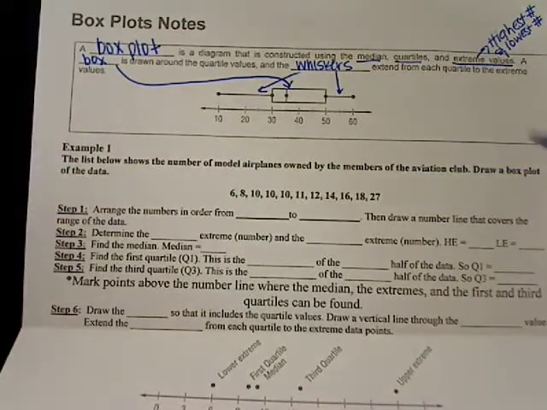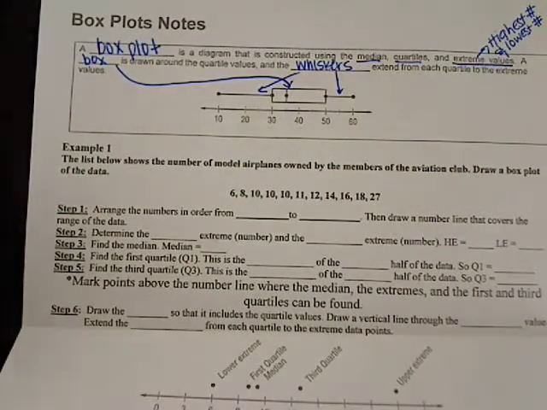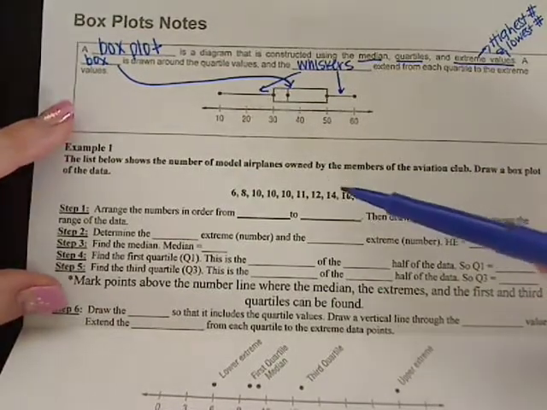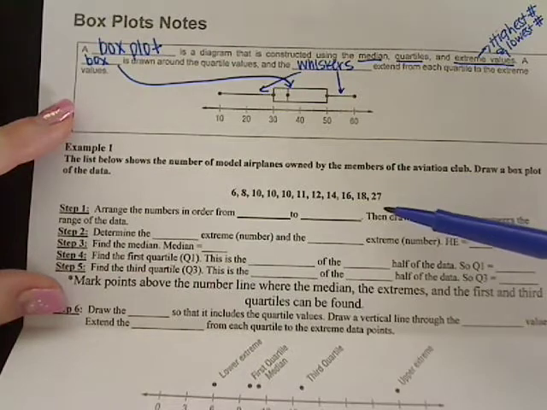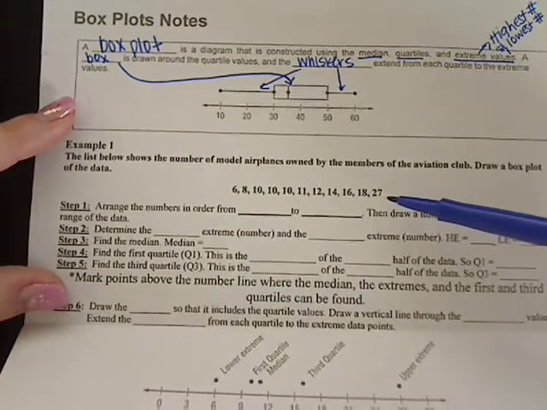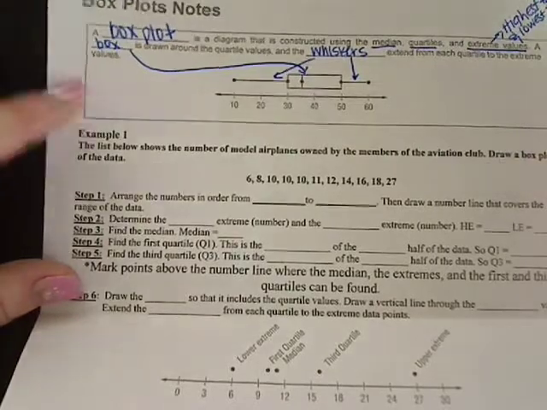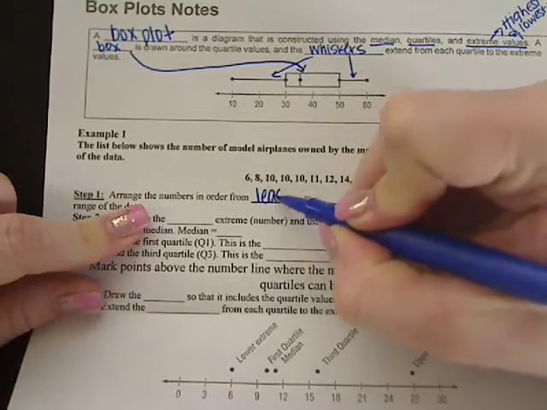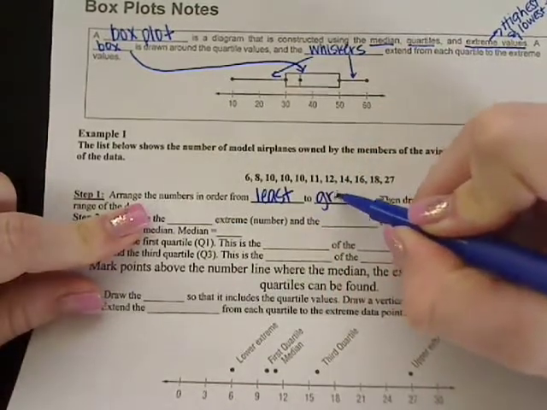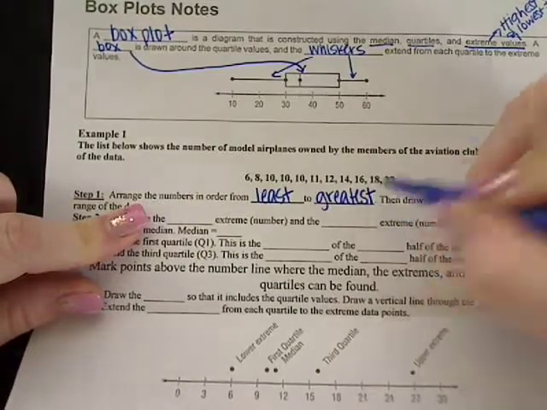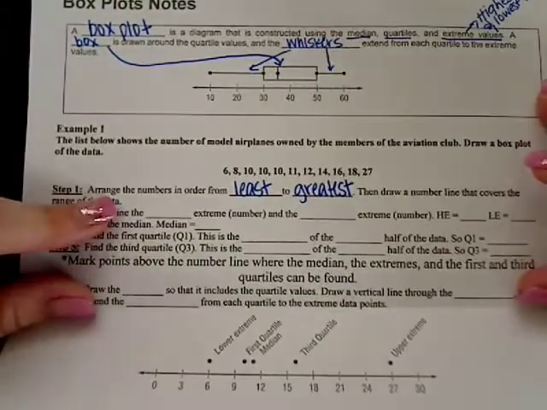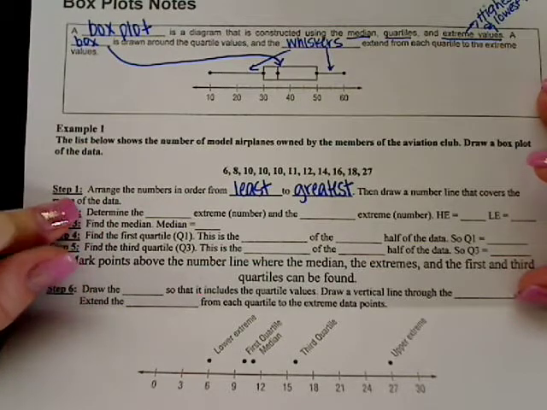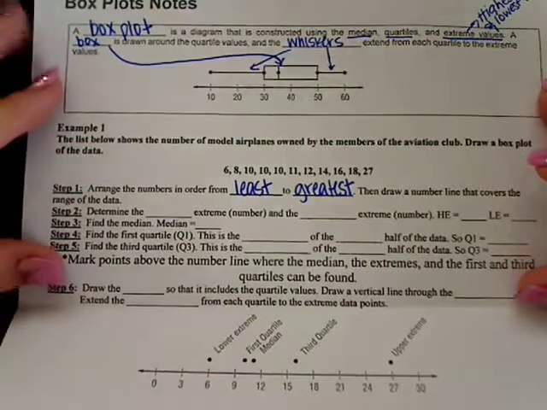Okay, so here's our example. The list below shows the number of model airplanes owned by the members of the aviation club. Draw a box plot of the data. So here's my data. Fortunately, they've already put it in order from least to greatest for us. Thank you. But if they had not done that, my first step would be to arrange the numbers in order from least to greatest, which, as you have seen, is the same step 1 on every single thing that we do, and it will continue to be like that.